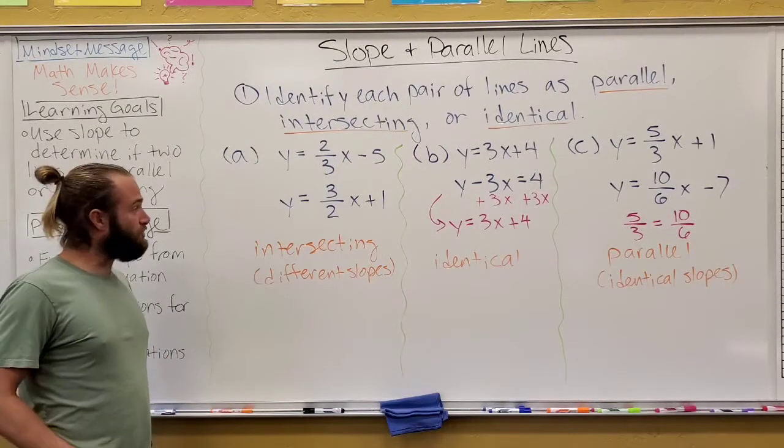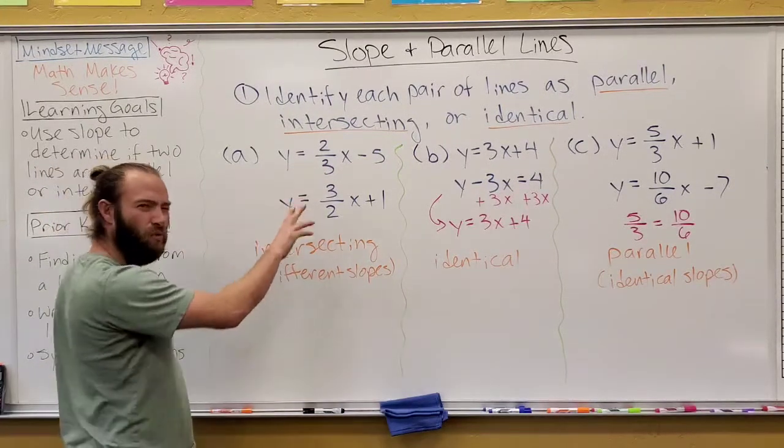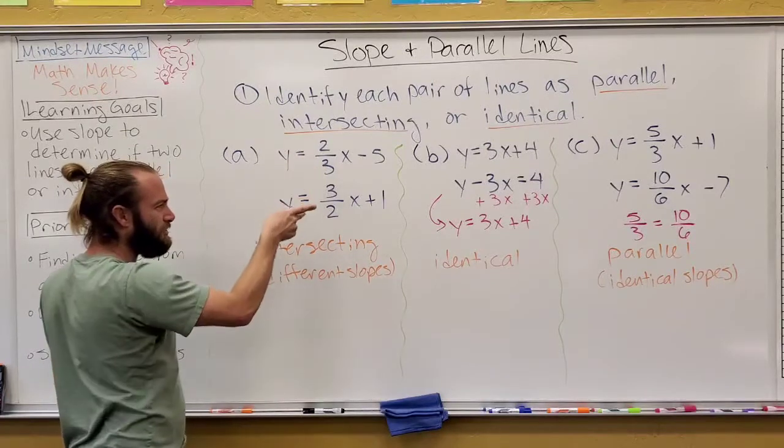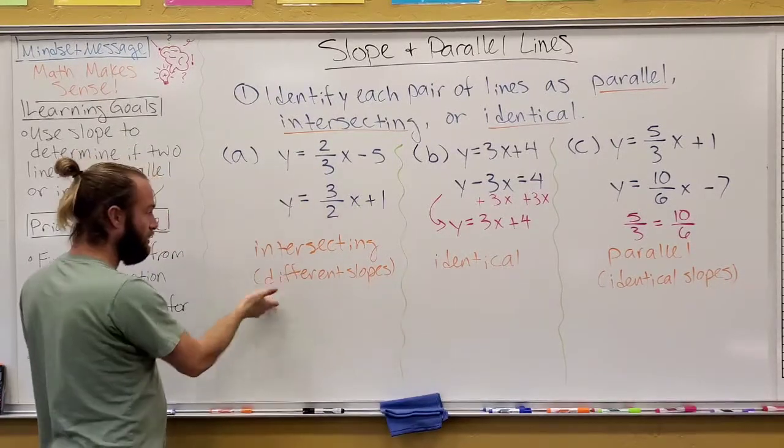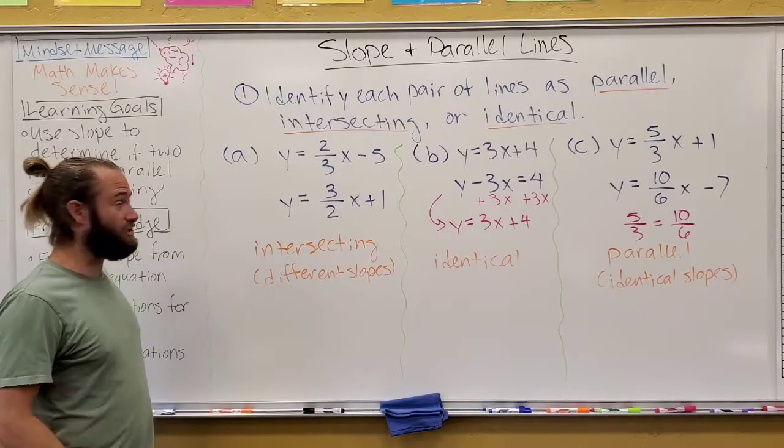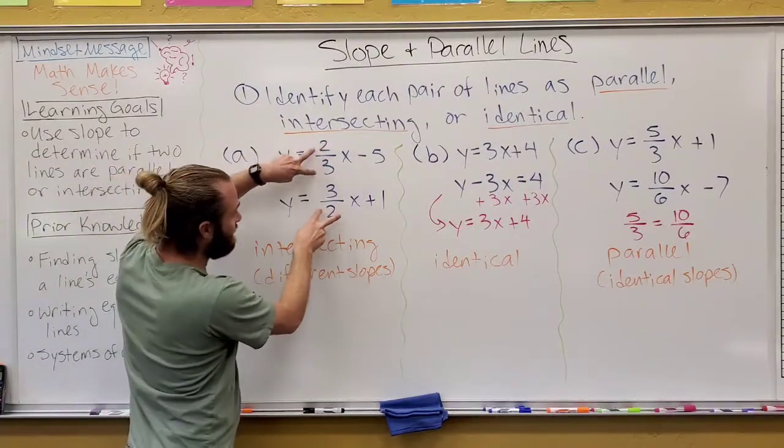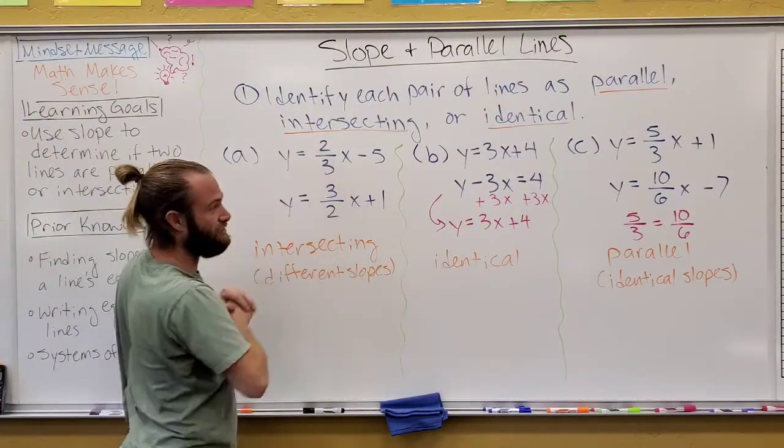So let's check our answers real quick. These two slopes, while they're related, they're actually reciprocals, but they are not identical. So that just means the two lines must intersect. And remember, the number here attached to x in this format is the slope.